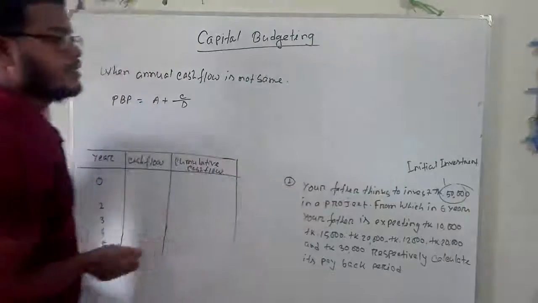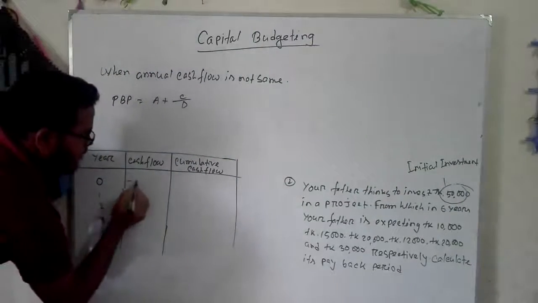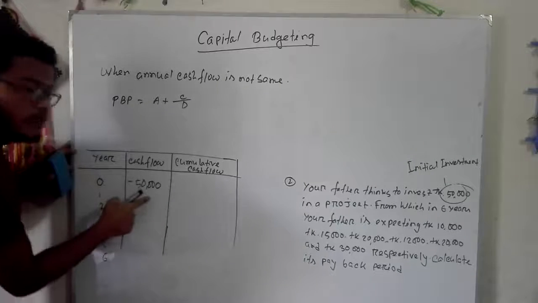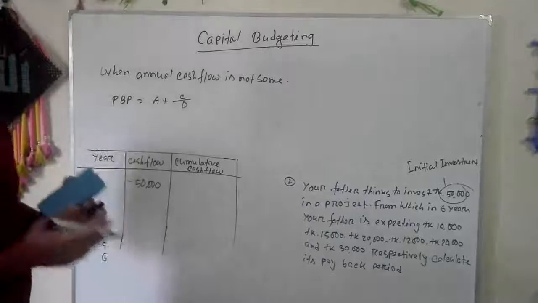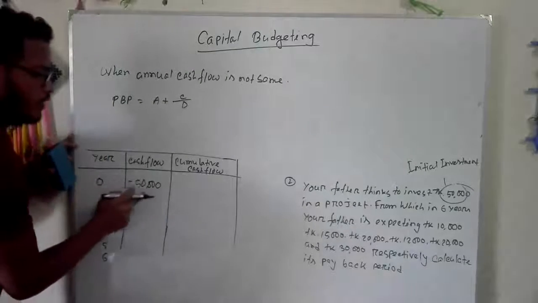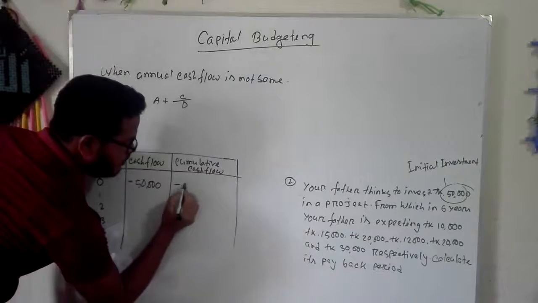So I invest an initial 50,000, so I write minus 50,000, because this money is not cash inflow, it's cash outflow. So the cumulative cash flow is minus 50,000.